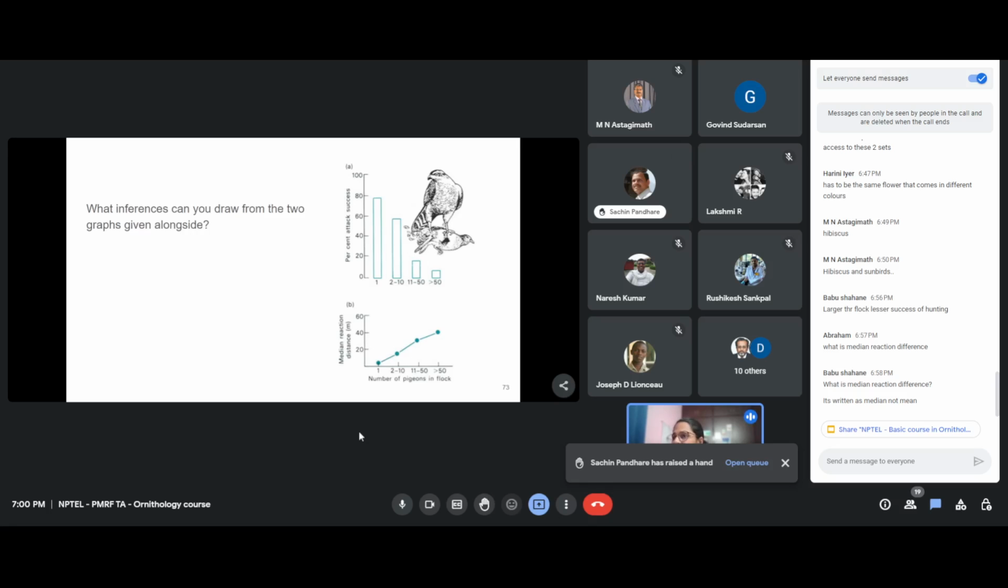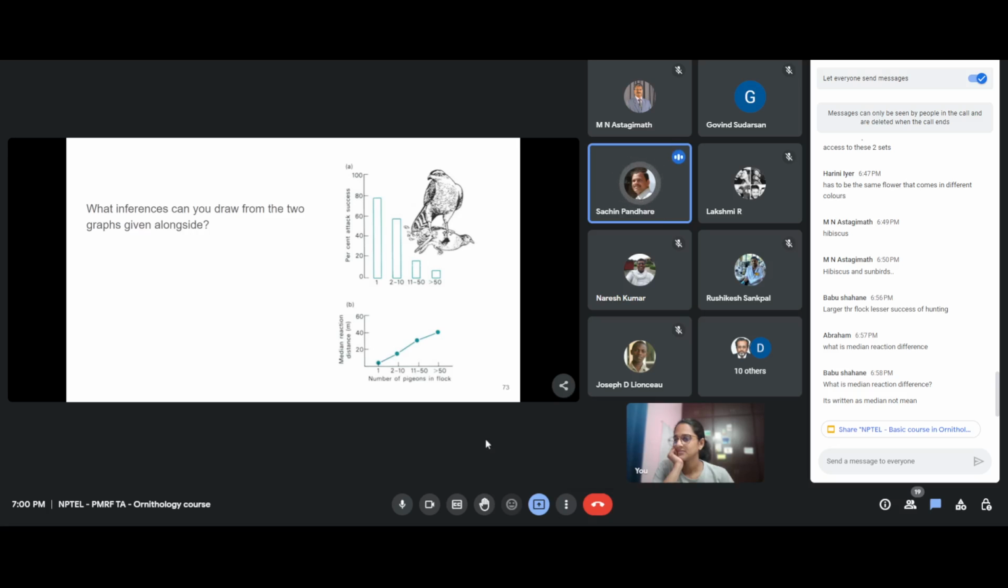Yeah, Sachin, would you like to add? I would say the mean reaction distance is higher in the flock while the attack is happening because they might be feeling safe when they are in a flock. So they might not immediately catch that the predator is coming to them for a kill.